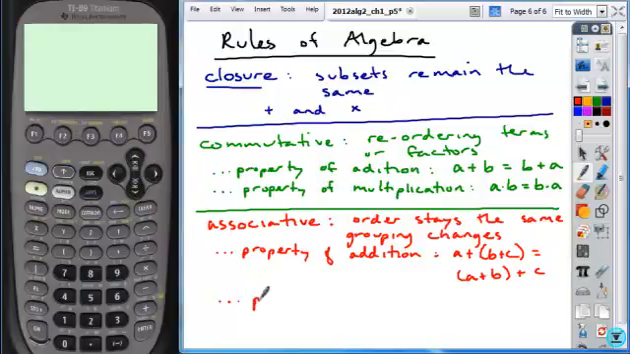Okay, the same holds true for multiplication. If you take A times the product B, C, that's going to be the same as, again, no order change, just grouping change, the product of AB times the lone factor C. Okay, so that's associative property. Again, those are the ones that get mixed up the most often, so make sure that you can identify which is which with that respect.